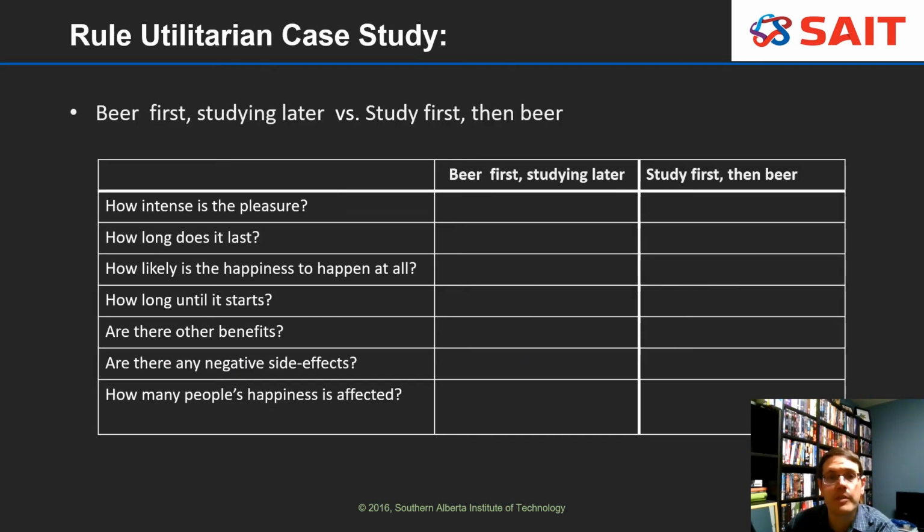Just like in the first scenario, we're going to apply the 7 aspects of utility to figure out which of these two rules will lead to the greatest happiness.